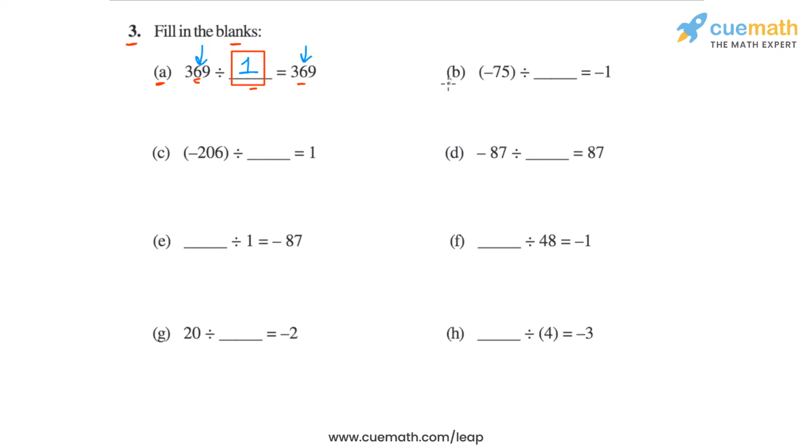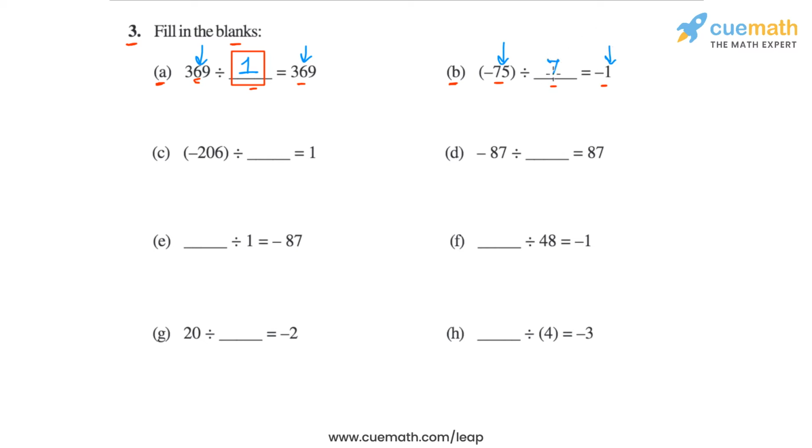Then in part B, we have the statement minus 75 divided by blank is equal to minus 1. To find out the divisor in this case, let's ignore the negative signs for a moment. The magnitude of the dividend is 75 and the magnitude of the quotient is 1. Now what integer can 75 be divided by? What number can 75 be divided by to get 1? Well, that number is 75.